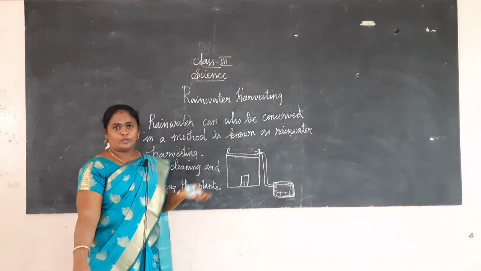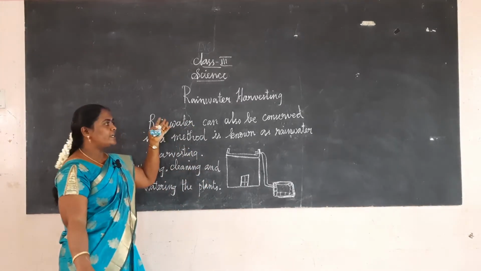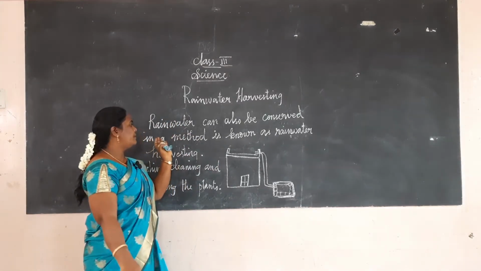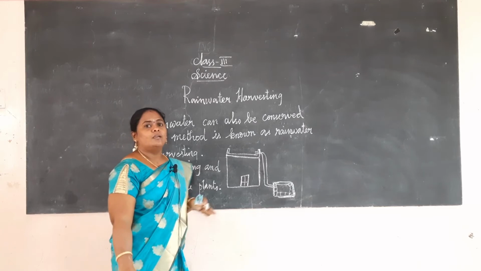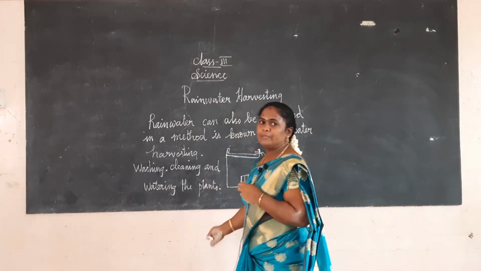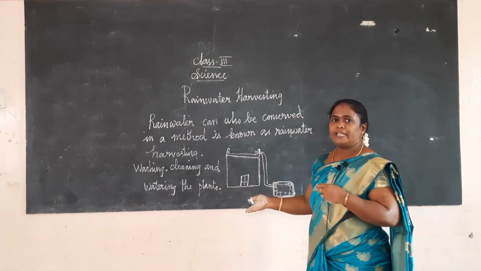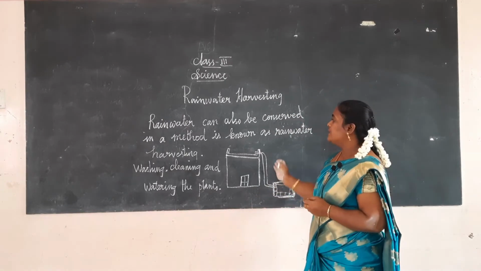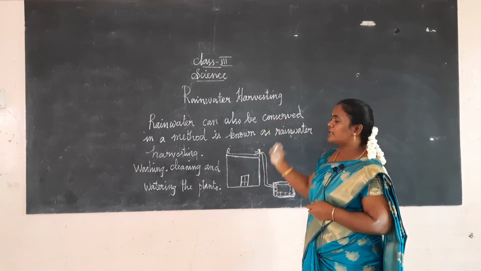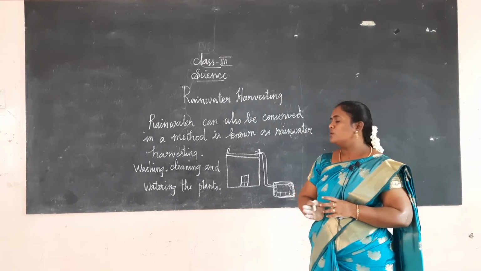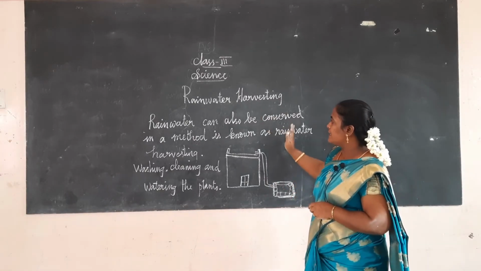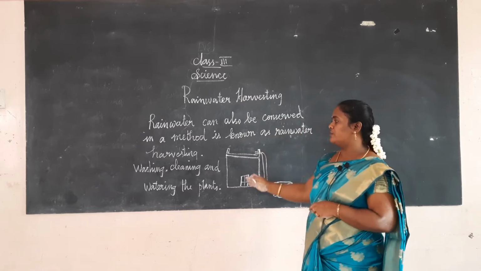What is rainwater harvesting? Rainwater can be conserved by a method known as rainwater harvesting. The process of storing rainwater from the roof at the top of the building is called rainwater harvesting. The method by which we save rainwater is what we call rainwater harvesting.